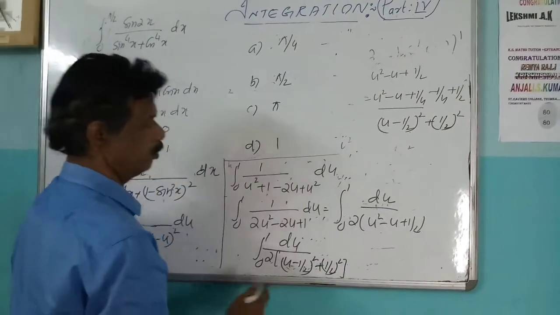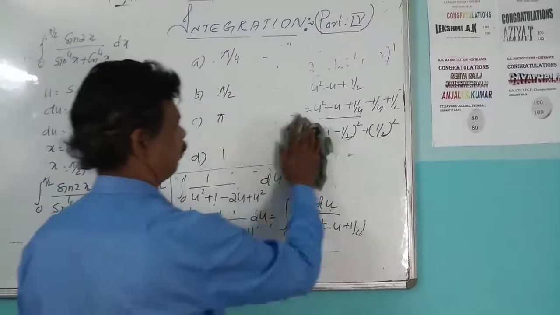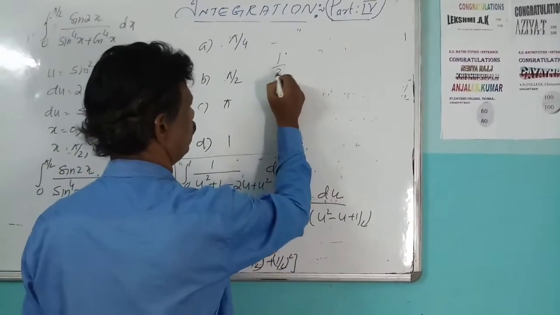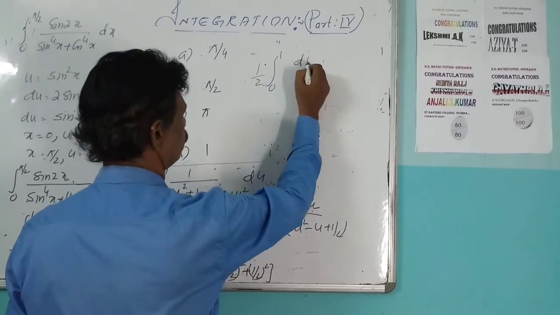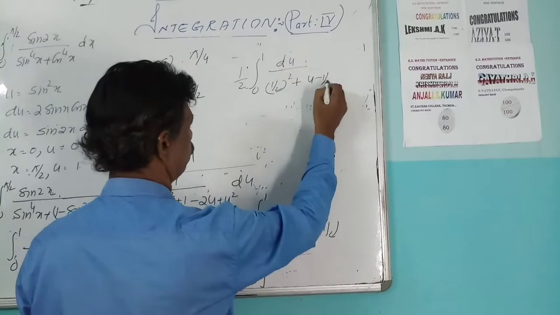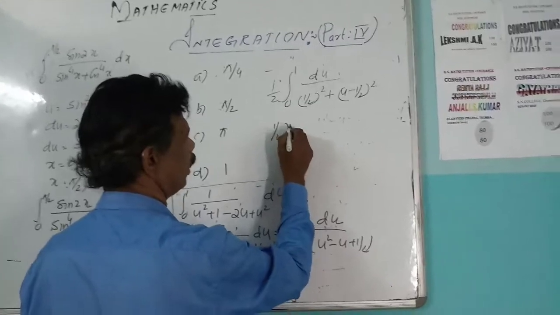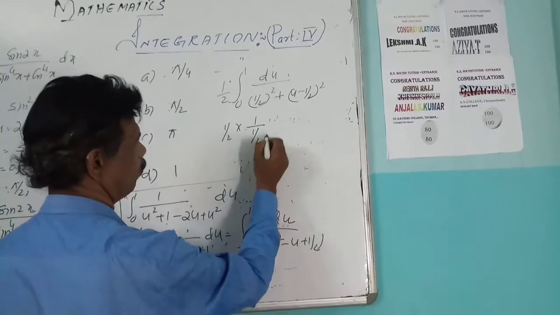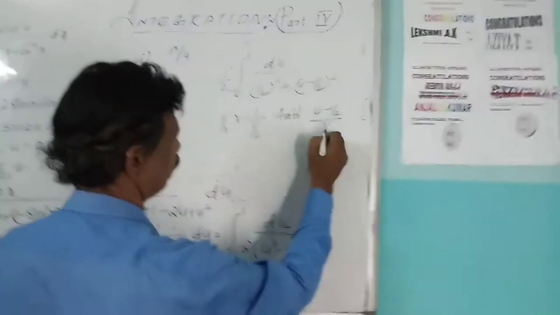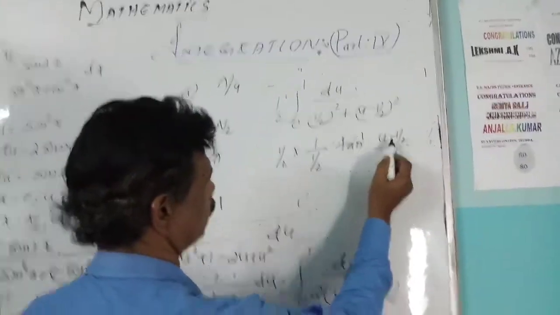Okay. Ready? Yes. Then for the remaining portion, take 1 by 2 as a common term. That is 1 by 2 out of integral 0 to 1 du divided by 1 by 2 the whole square plus u minus half whole square. Using 1 by a square plus x square equal to 1 by a tan inverse x by a, we get 1 by a, 1 by 2 tan inverse x by a, with u minus 1 by 2 by a, 1 by 2.